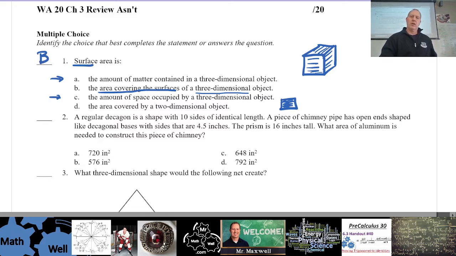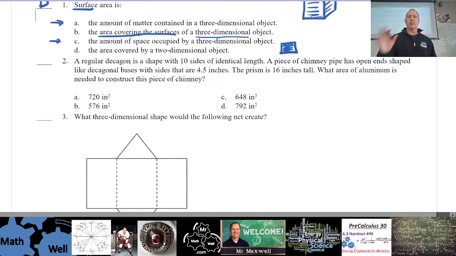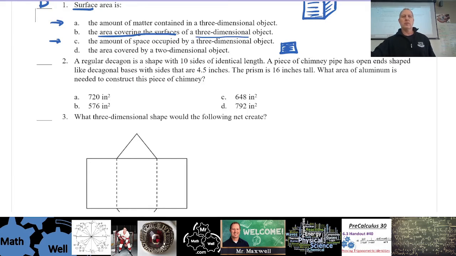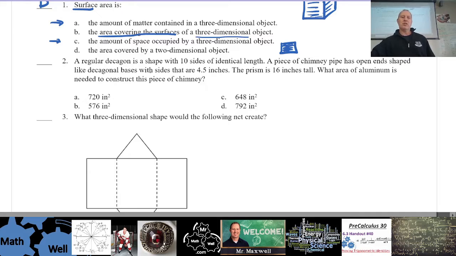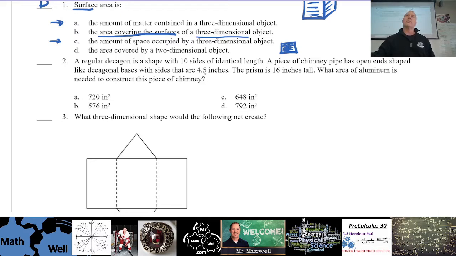All right, like I say, I'm just going to do some questions with you, and I'll get you to do the rest. But let's take a look at number 2. A regular decagon is a shape with 10 sides of identical length. A piece of chimney pipe has open ends shaped like a decagon, decagon bases with sides that are 4.5 inches. The prism is 16 inches tall. What area of aluminum is needed to construct this piece of chimney? Okay, so there's a lot of information in this question, so you got to break it down.